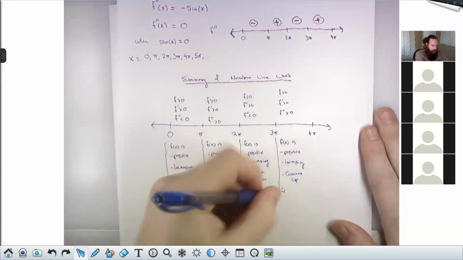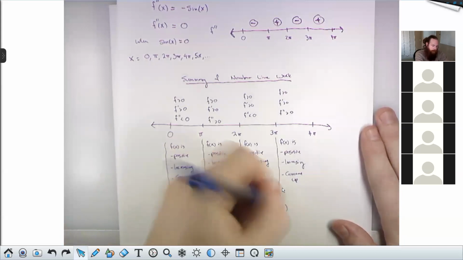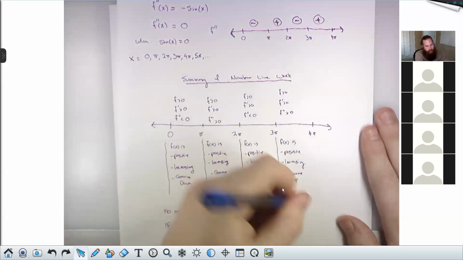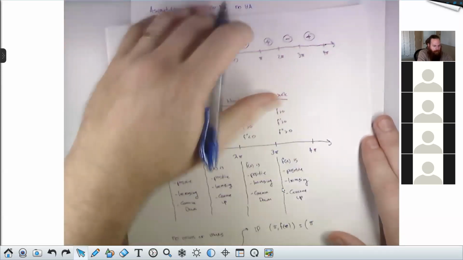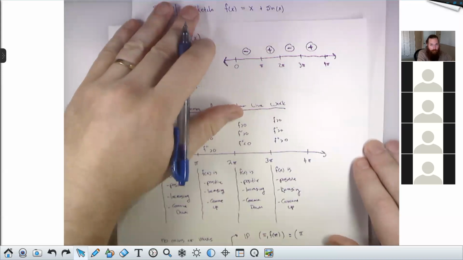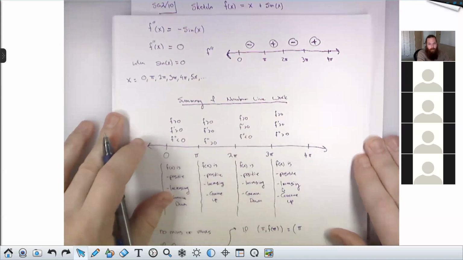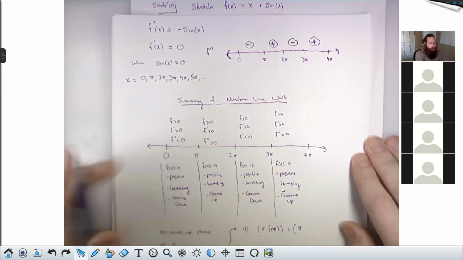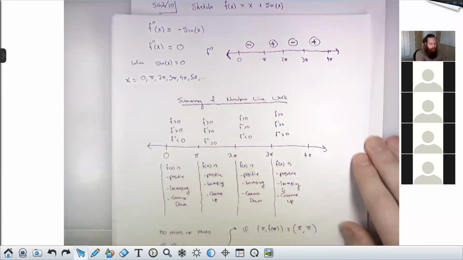The first one I have here is at pi comma f of pi. So that's pi comma, if I plug pi into the original, I get pi plus the sine of pi. The sine of pi is 0. So this is just pi comma pi, because f of pi is pi plus 0.